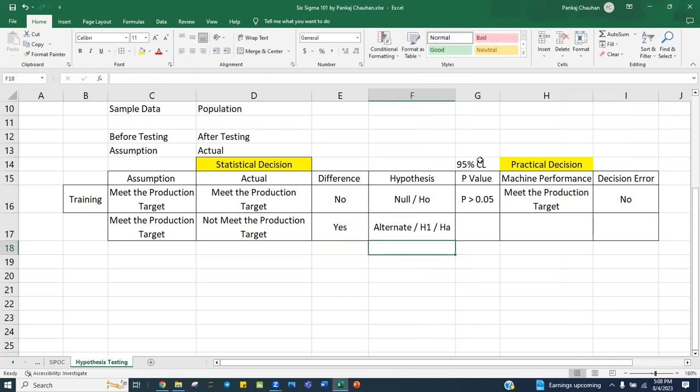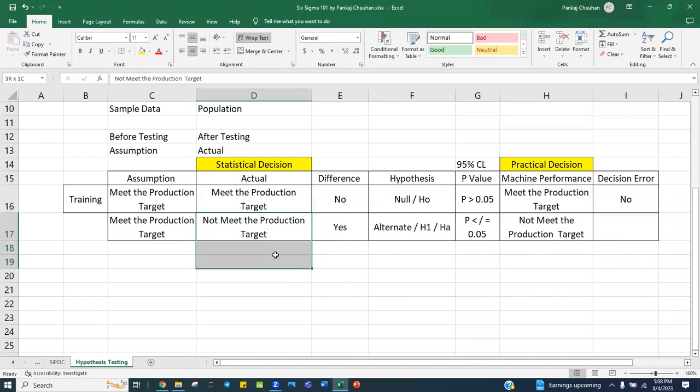In this case, your probability value at 95% confidence level will be less than or equal to 0.05. And now you are writing a report and telling your manager or maybe the maintenance team or someone else what analysis you have done. I have run the sample trial, but the machine is not performing as expected. So you are telling them that the machine will not meet the production target. Again, in this case, your statistical decision is the same as your practical decision. So you are in sync with the statistical analysis.